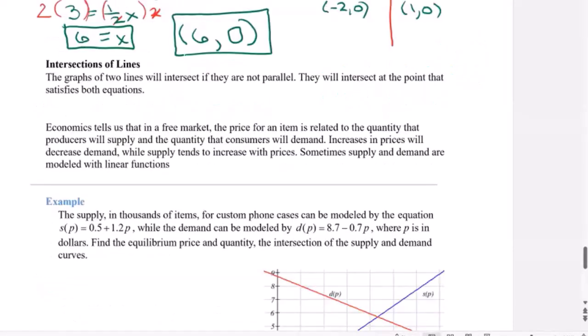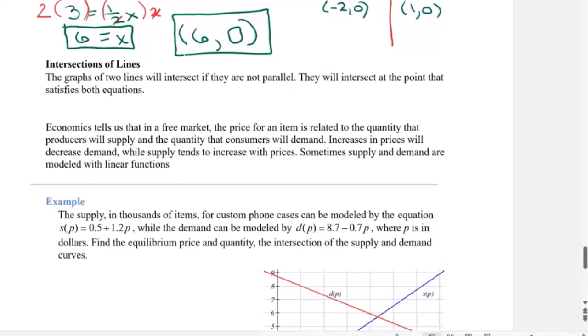Two lines will always intersect if they're not parallel. The only time two lines will not intersect is if they're parallel, if they run right next to each other. Think about railroad tracks. Railroad tracks are parallel. Hopefully, they never intersect. If they do, what would the wheels of the train run on, right? They always have to stay the same distance apart so that the train doesn't go off the tracks.